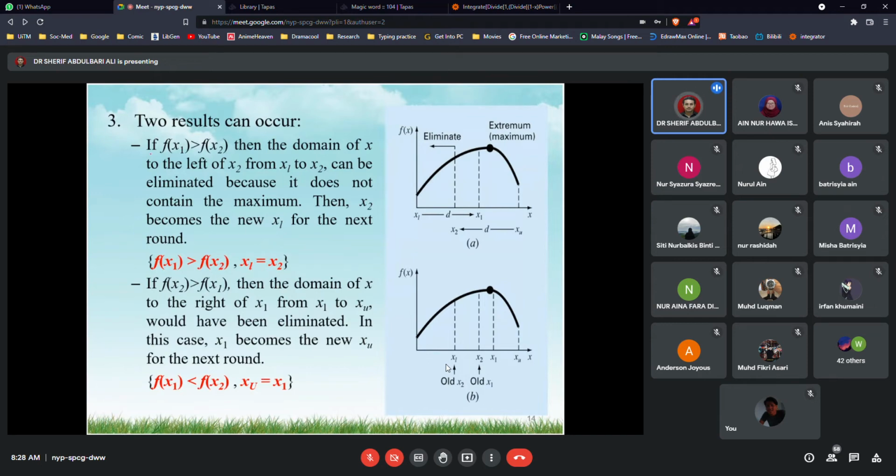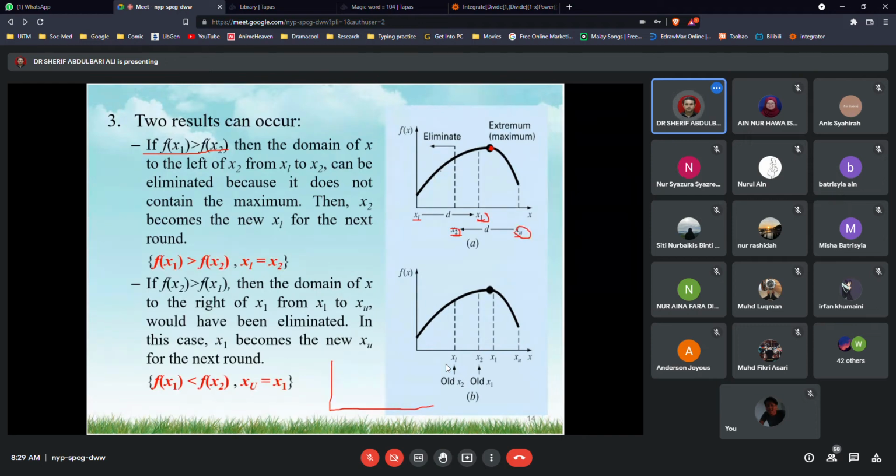Of course, you don't understand what I'm saying, but what he's saying here is, let's say that the function of x1 is greater than the function of x2. It's written here: if the function of x1 is greater than the function of x2, the extreme point is supposed to be here. You can see that this is x lower, this is x2, this is x1, and this is x upper. You can see that the extremum point is between x2 and x upper.